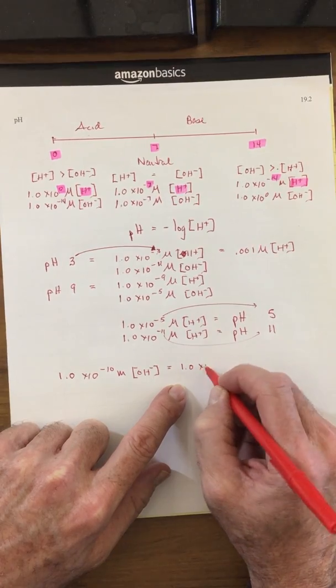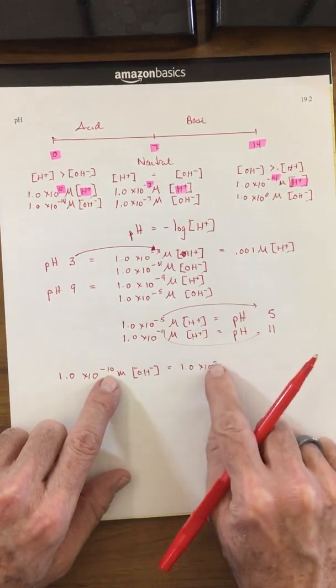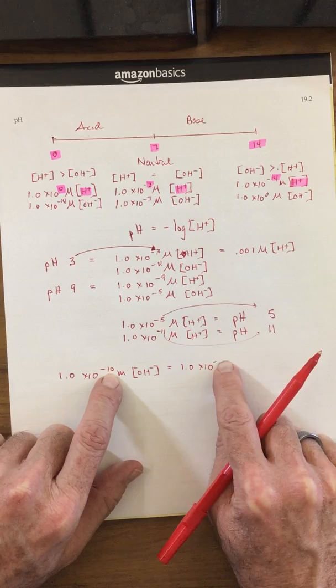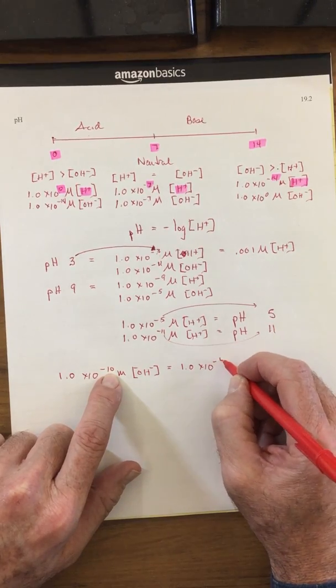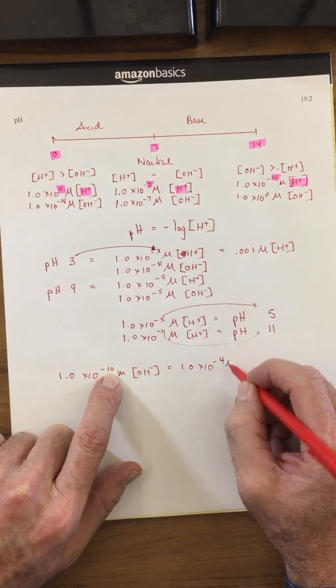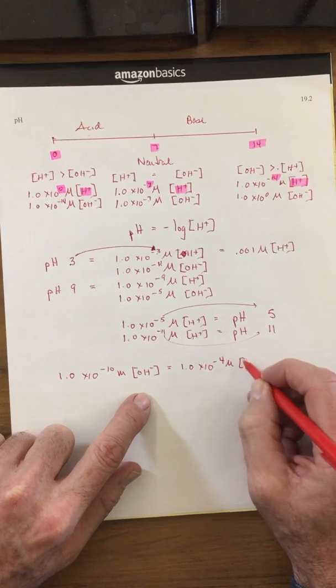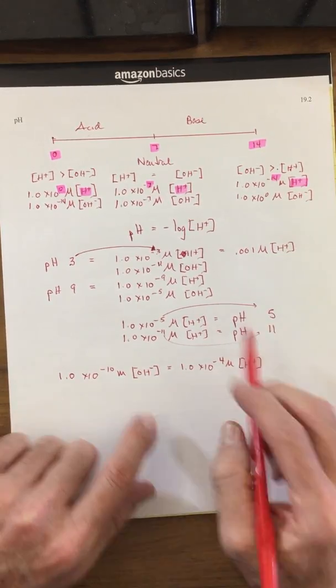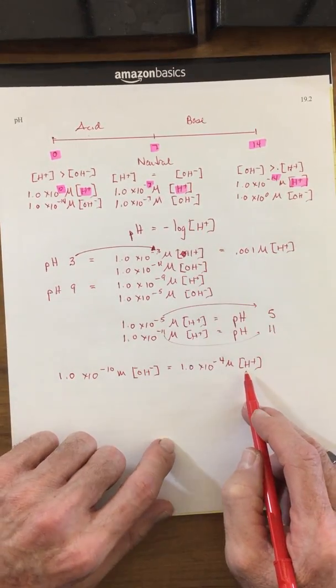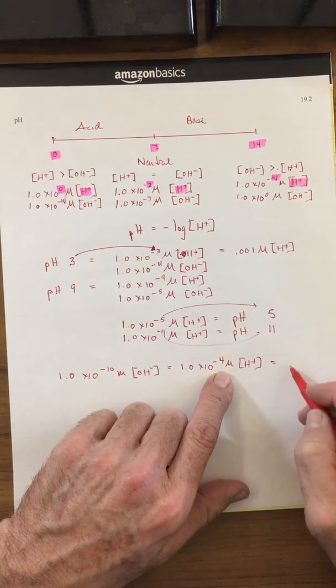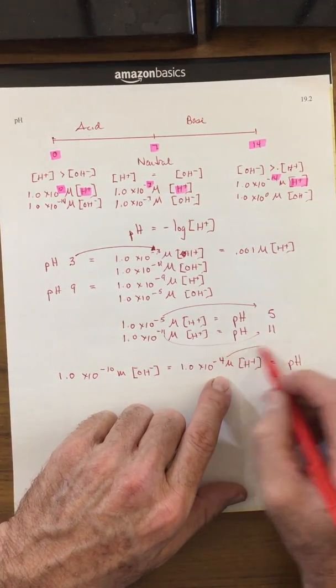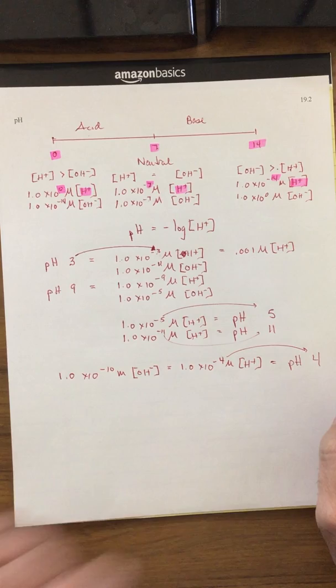1.0 times 10 to the minus, remember your exponents have to add to 14, so this is going to be 4 molar of H plus. And now that we have the H plus, we can calculate the pH. In this case, the pH is going to be equal to 4.